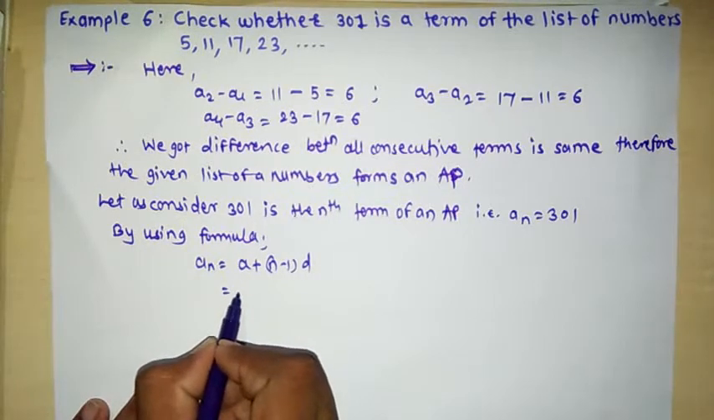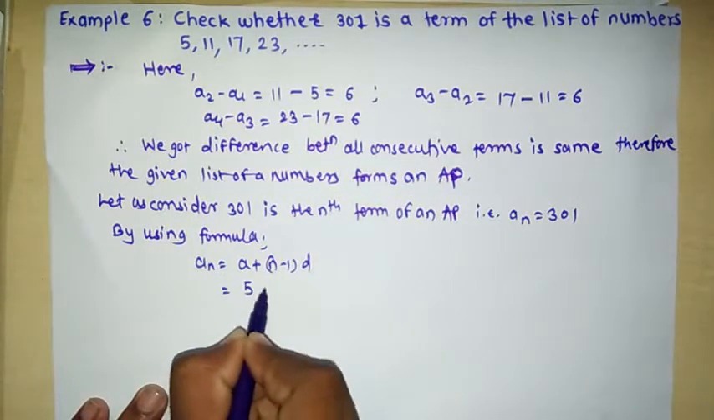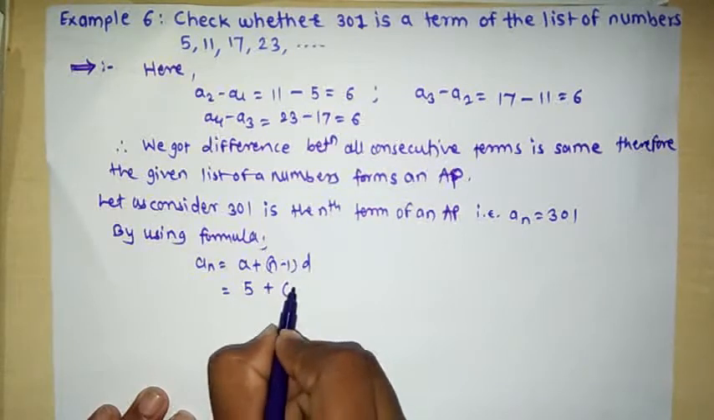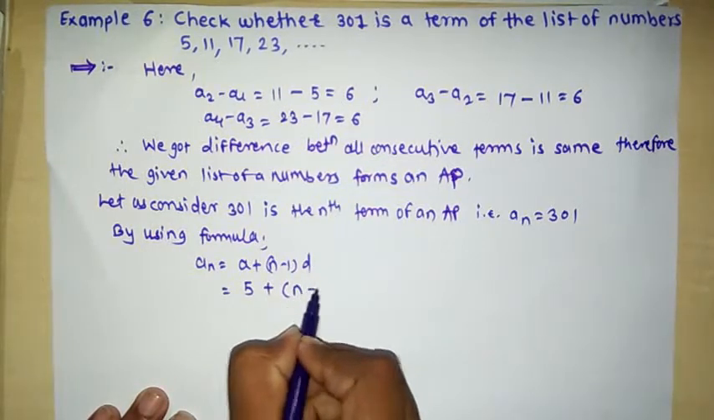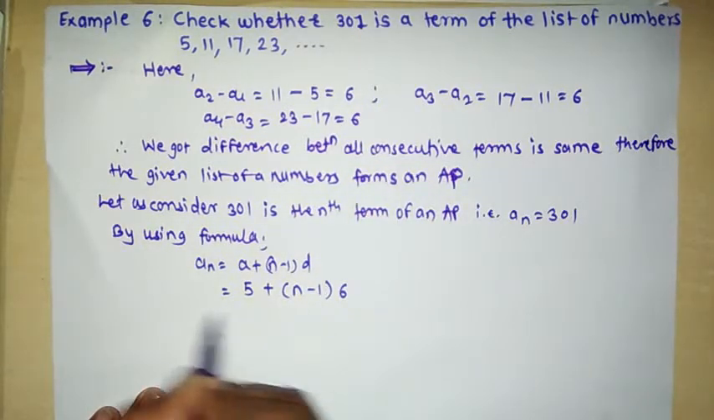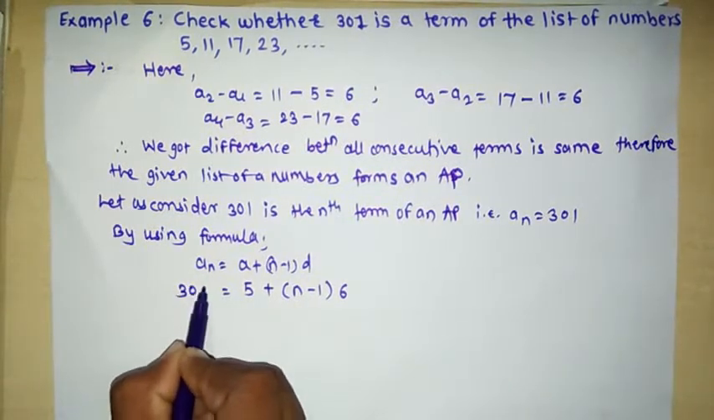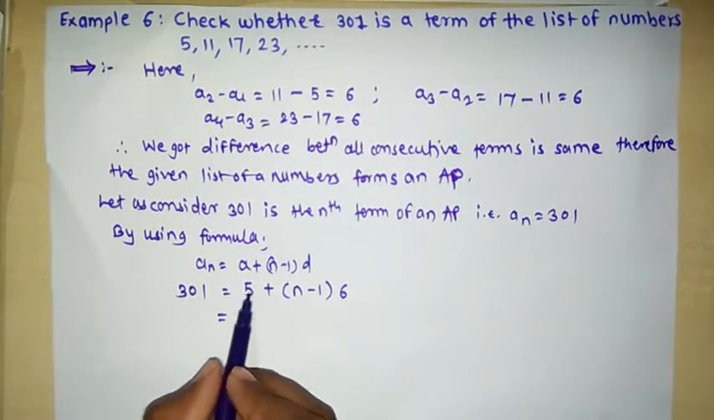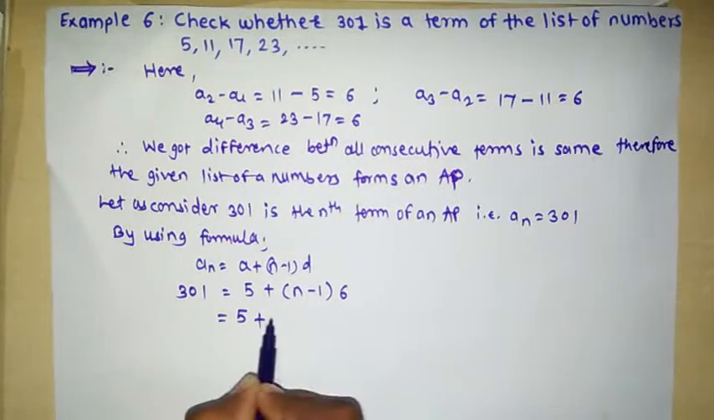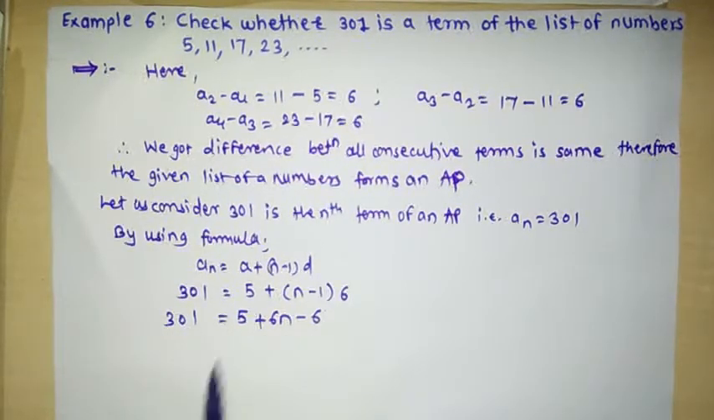Here, what is the value of A? A is the first term. First term is 5. Right, here 5 plus N minus 1 into D. What is the value of N? We don't know. That only we have to find, which term is 301. What is the common difference D here? D is a common difference, we got 6. AN, what is the value of AN? AN is 301. Put here all the values. Now we will calculate it. First we will solve this bracket. 6 into N, 6N. 6 into minus 1, minus 6, which is equal to 301.